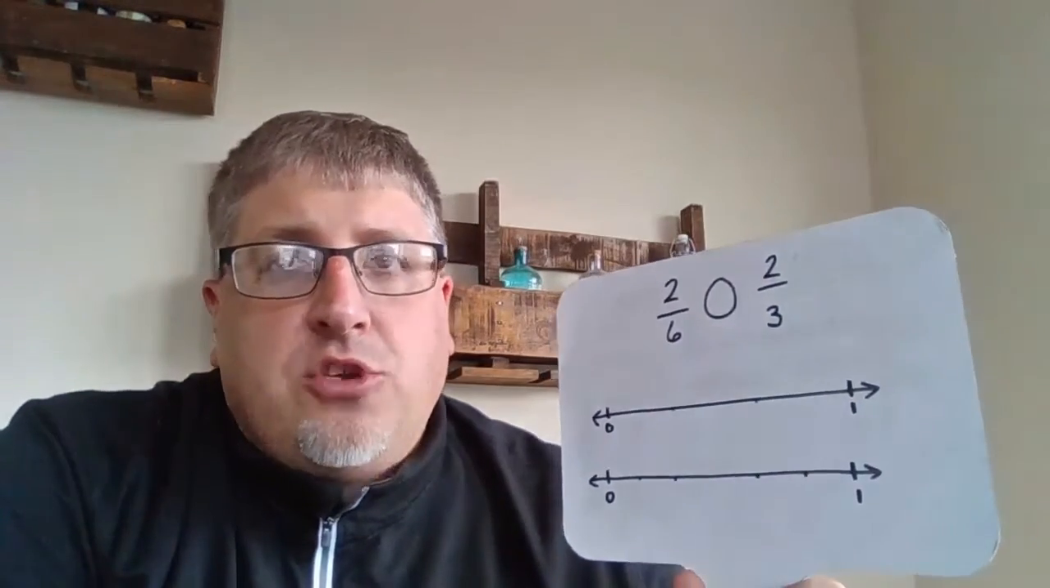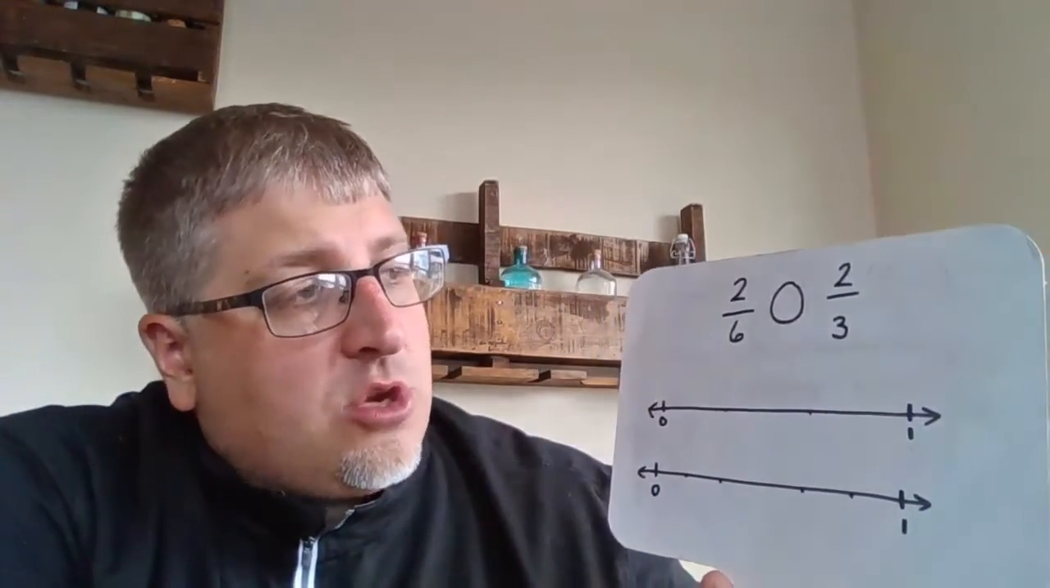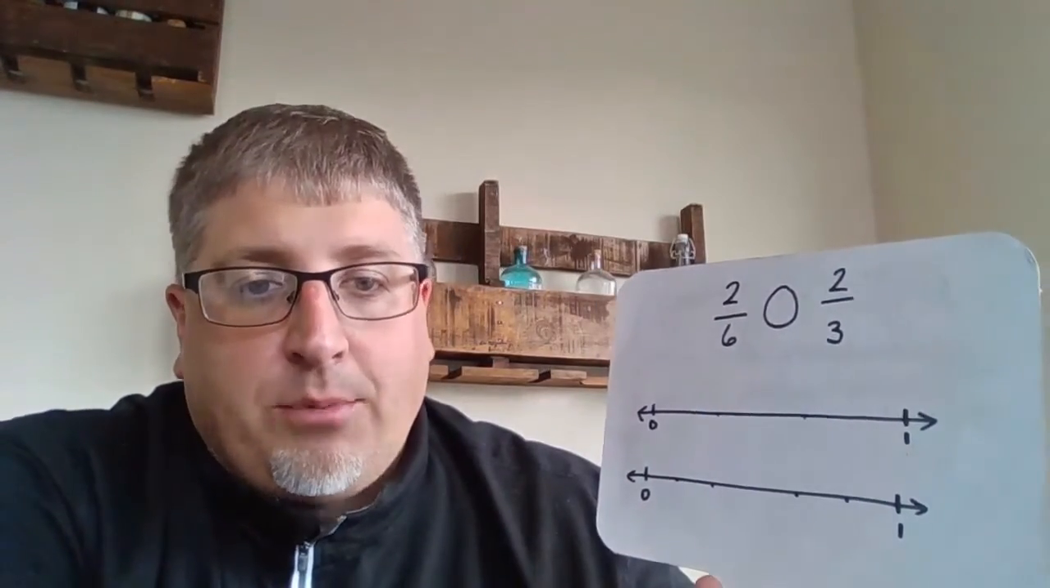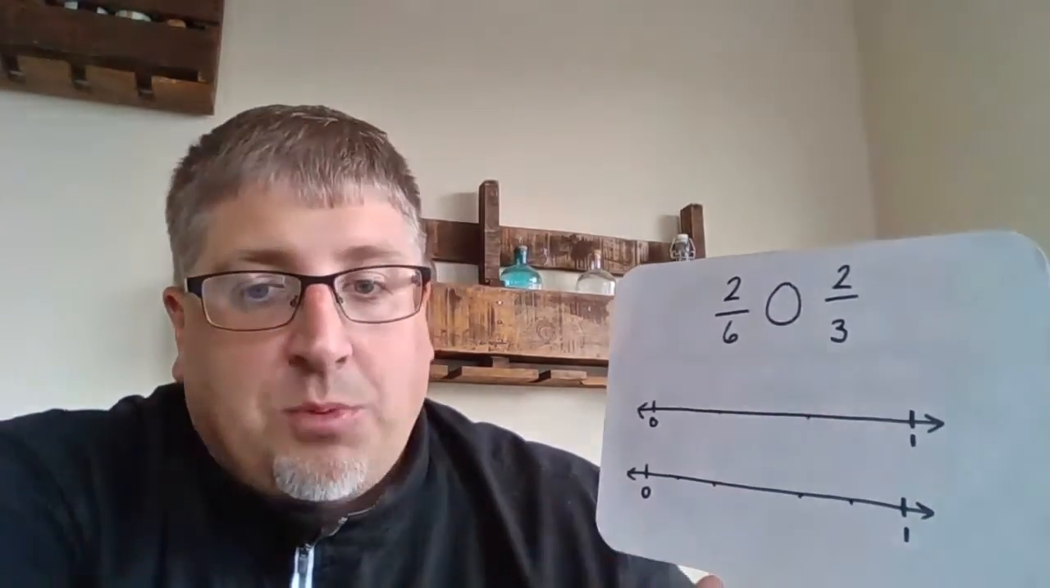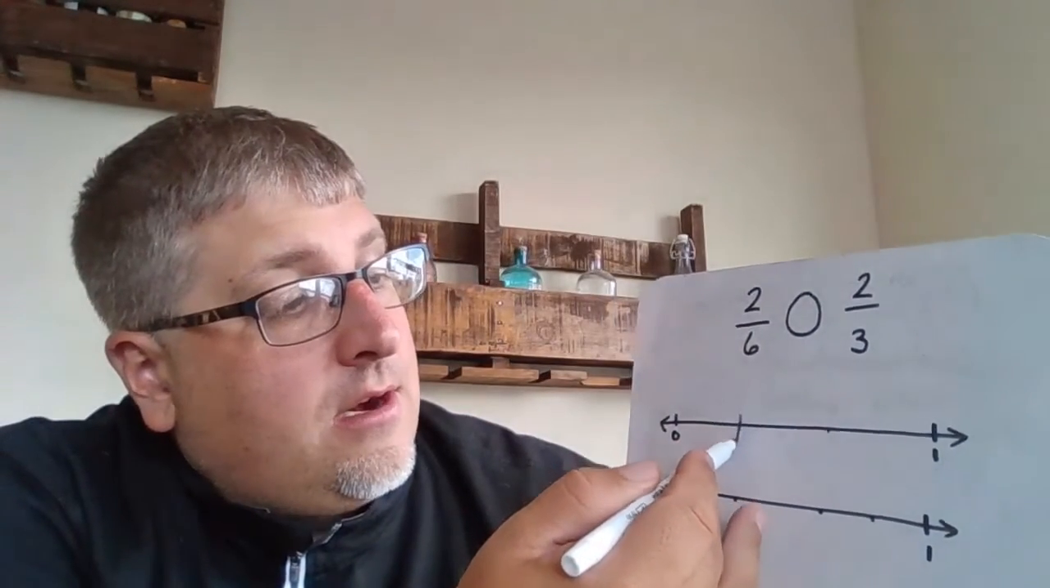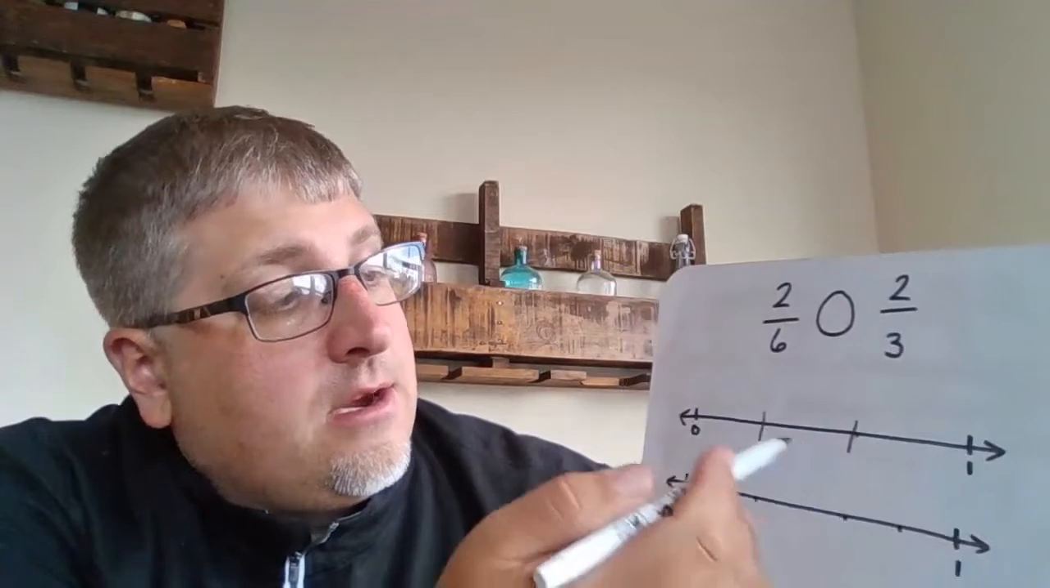So we have 2/6 and we have 2/3. What I'm going to do is outline. This top one is going to be in thirds. I'm going to break this down into thirds, and I'm going to break this one down into sixths. Okay, so for thirds, I'm going to make a cut here and a cut here.